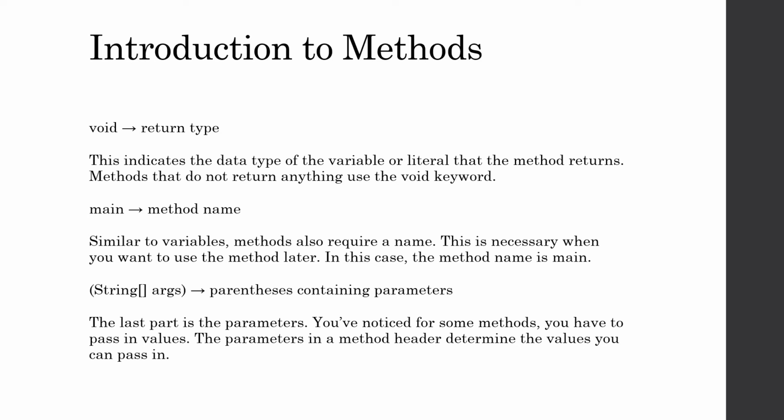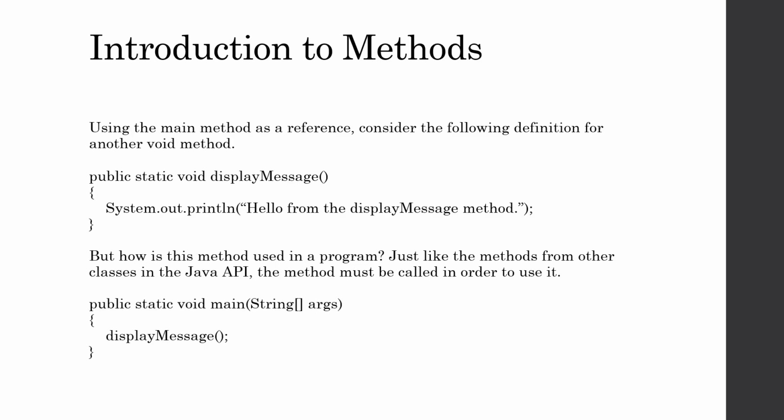So taking all of this now, we'll combine this together to come up with our own definition of our own custom method. We'll use the main method as a reference. Let's consider the following definition for another void method. So another method that doesn't return anything, and as you can see from the empty parentheses at the end, doesn't expect any parameters or doesn't take any values.